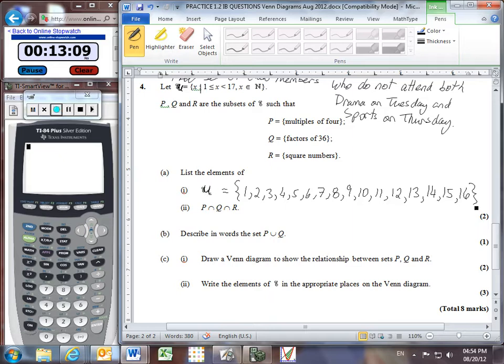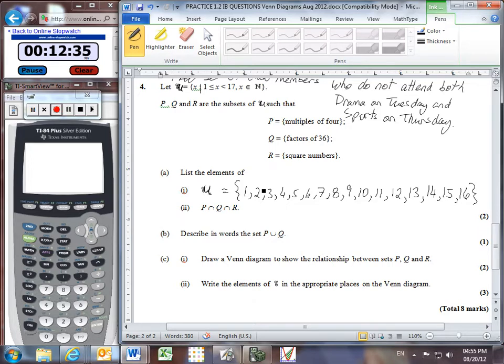Okay, the question at the top went on and said P, Q, and R are subsets of our universal set, such that P represents all the multiples of 4, Q represents all the factors of 36, and R represents all the square numbers. And remember that we're only looking for numbers that fit one of these three conditions for the three sets inside our universal set, within the numbers 1 through 16, and those are the only numbers that we will consider. Why don't we first figure out what P is?